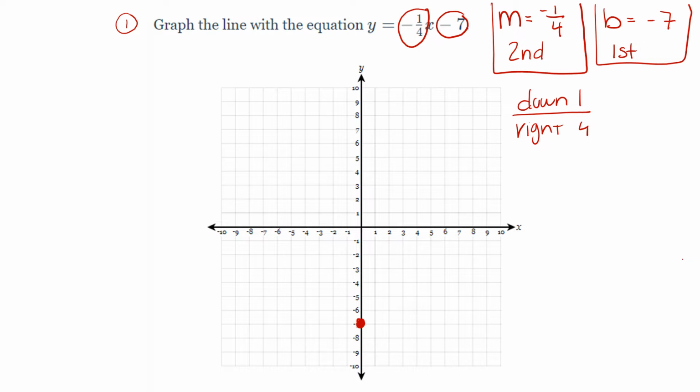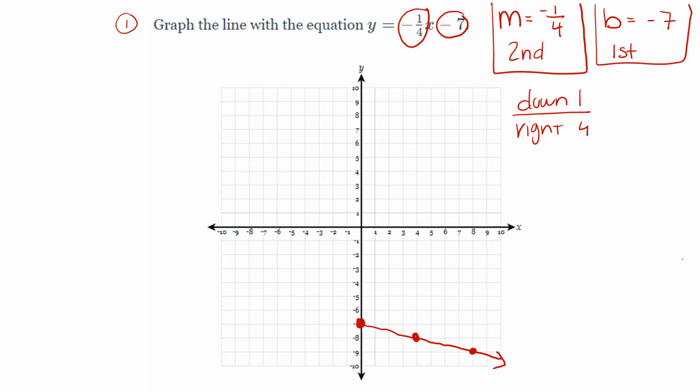So we start at negative 7 because that's our initial value. We go down 1, that puts us at negative 8, and then right 4, 1, 2, 3, 4, and we put a new point. We do that again. Starting from that point, we go down 1, and then right 4, 1, 2, 3, 4. We cannot go any further. We can go down 1, but we cannot go right 4. That would take us off the graph. So we have this part of our line so far.